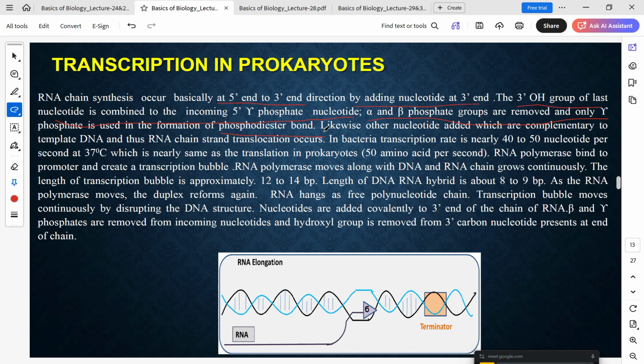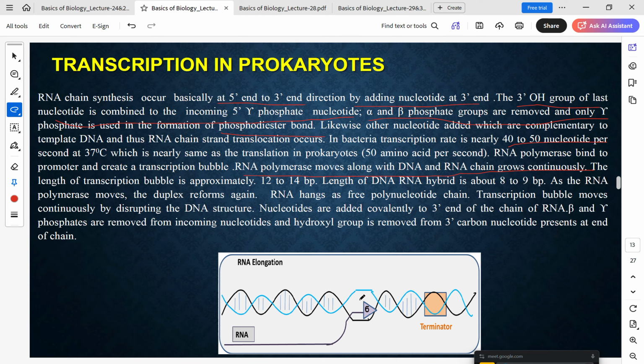In case of bacteria, the transcription rate is around 40 to 50 nucleotides per second at 37 degrees, and translation is also at similar rates, because both of these processes are coupled in case of prokaryotes, whereas in eukaryotes this is very fast as compared to prokaryotes. Okay, then RNA polymerase moves along the DNA and the RNA chain keeps on growing until it reaches the termination site.